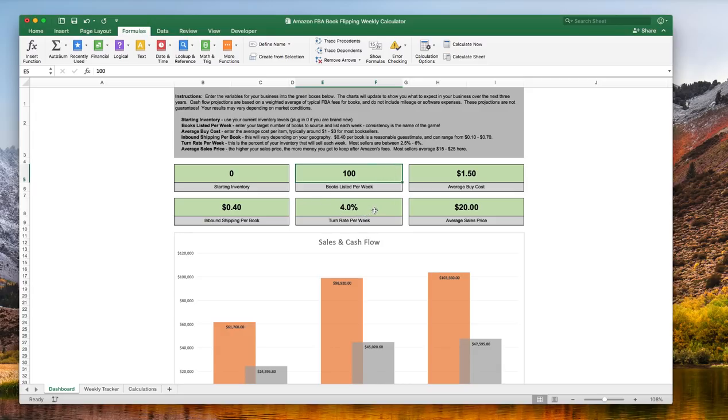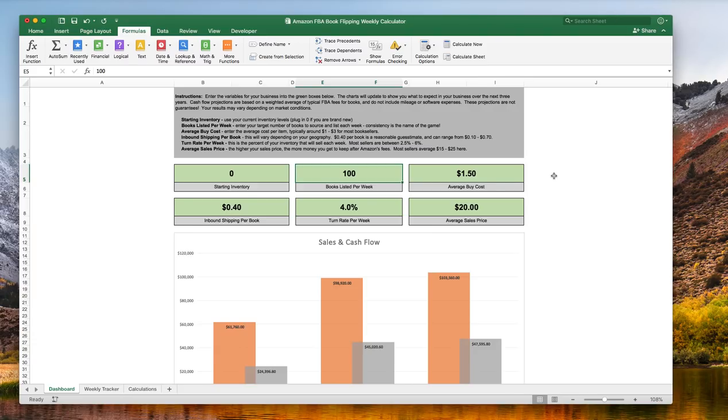The turn rate per week, or what percent of your inventory is selling. So if you have 100 books in inventory and you sell 10 of them in 1 week, that's 10%. A good metric to shoot for is about 15 to 20% per month. I've looked at dozens of sellers, particularly Amazon FBA booksellers in the US, and even in some of the slower months, they're typically hitting right around 15%. Faster months can be significantly more.